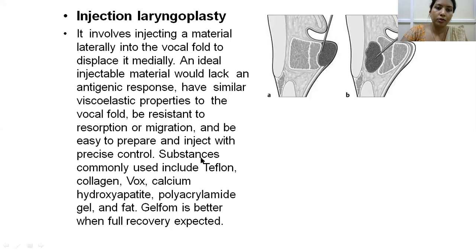So examples of such substances are Teflon, collagen, wax, calcium hydroxyapatite, polyacrylamide gel, and fat. So of these, in recent times, Teflon is being slowly reduced as this is causing some amount of reactions or granuloma formations. Fat could be resorbable, so not very much preferred.